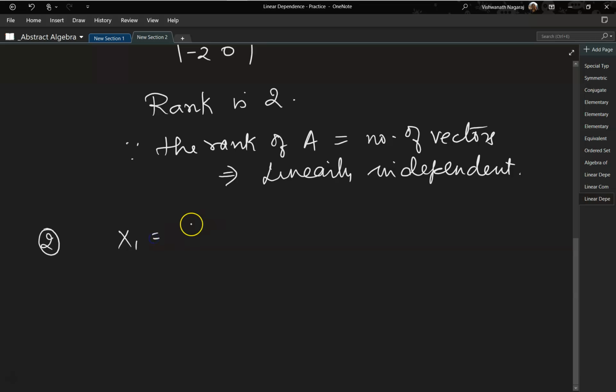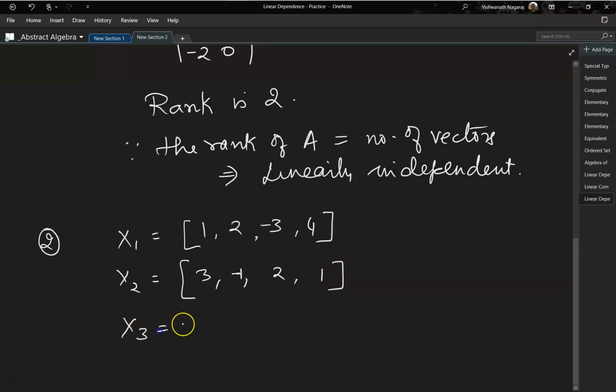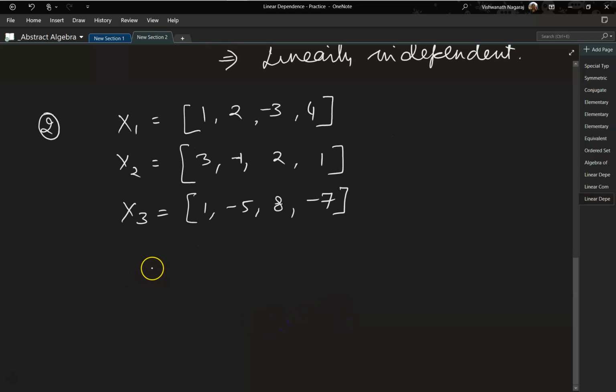Let's say x1 is equal to 1, 2, minus 3, 4. x2 is equal to 3, minus 1, 2 and 1. And x3 is equal to 1, minus 5, 8, minus 7. Let's write it in the matrix form. 1, 2, minus 3, 4, 3, minus 1, 2, 1, 1, minus 5, 8, minus 7.